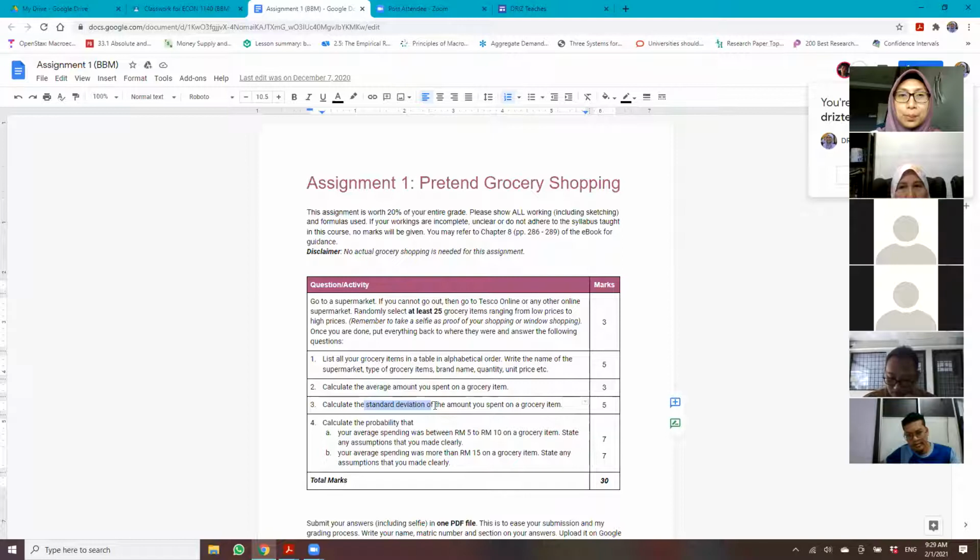Don't use population. Why sample? Because you selected at least 25 items. You collected those items yourself, so it's a sample. Some students use the population formula. Why do you use population? Population means the whole shopping place, like everything in Tesco, all of the grocery items. Whereas you only took 25, or maybe 30 items. So that's logical. Things like that you need to figure out yourself.